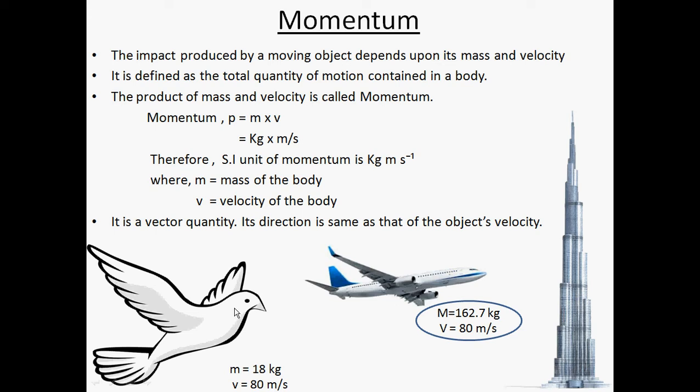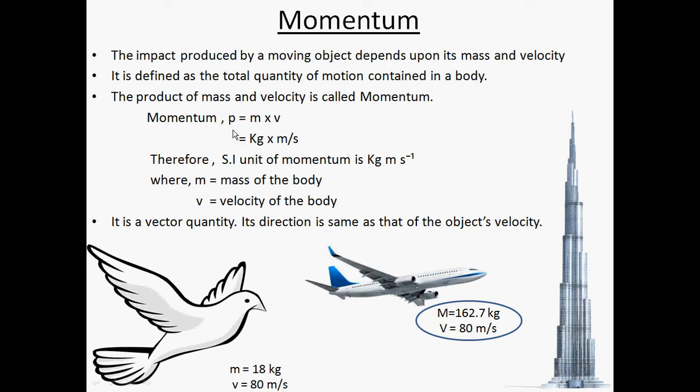So students, if we calculate the product of mass and velocity of both these bodies, the aircraft and this bird, the momentum of the aircraft will come out to be more. That is why the momentum of the aircraft is more. You can calculate it in your copies: 162.7 into 80, and 18 into 80 will be the momentum, that is P.